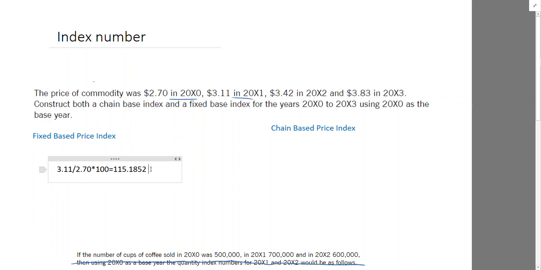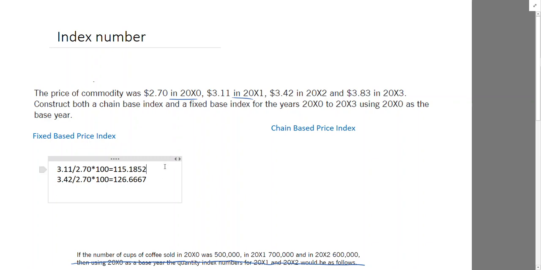We have 115, and it is not shown as a percentage. You just say 115. The price index for a certain product is 115. People will understand what it means. So we take 3.42 divided by 2.70. This is called fixed base because we don't change the base year. The base year is the same, 2010.